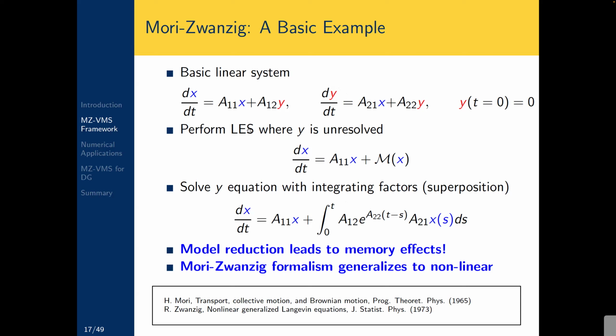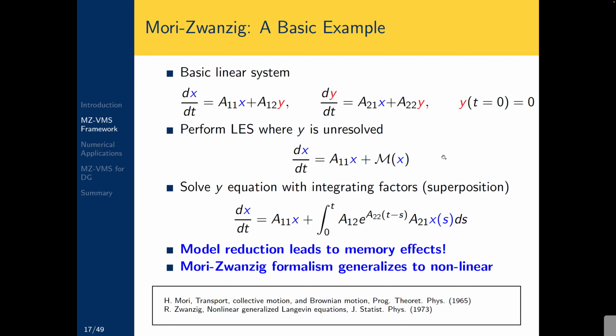And so what we want to do is look at performing, quote unquote, large eddy simulation where y is an unresolved variable. So think of y as our subgrid scales. We want to develop a model for the dynamics of x, but it can only be a function of x. So you want dx/dt equals a11 x plus some model m of x. Well, for this very simple example, you can actually do this exactly.